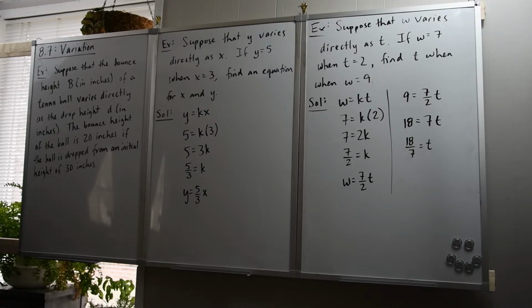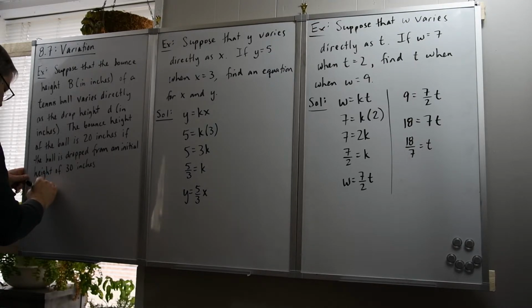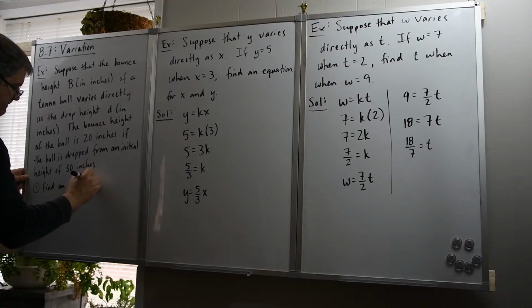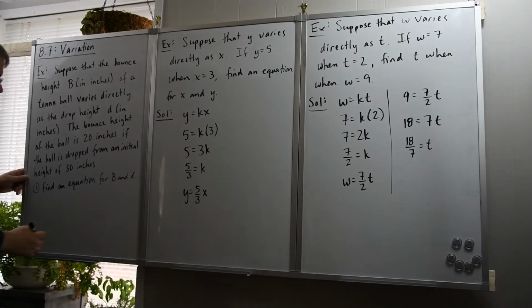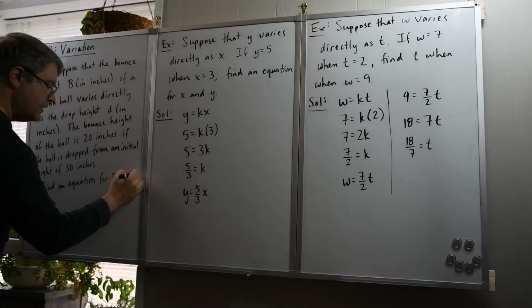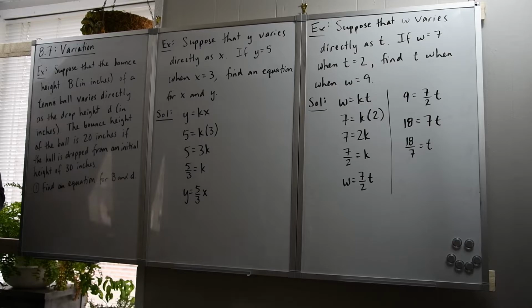So then we're going to have a couple of different questions to figure out here. The first question is, what is an equation for B and D? And then the second part to all this is going to be for us to figure out what the estimated bounce height is if the drop height is 50 inches.